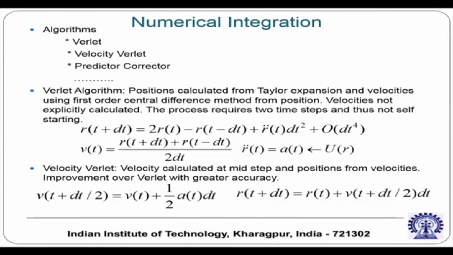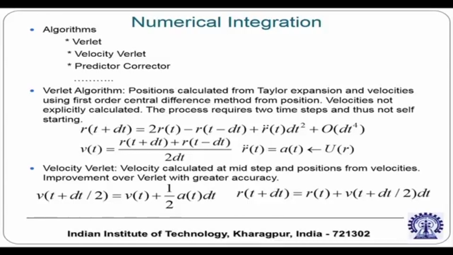The numerical integration I have already discussed. There are several techniques like the Verlet technique, velocity Verlet, predictor corrector, and several other techniques. Like the velocity: v(t) = [r(t+Δt) + r(t−Δt)] / 2Δt, this is the average velocity. So this you basically get by using a finite difference type of formula.